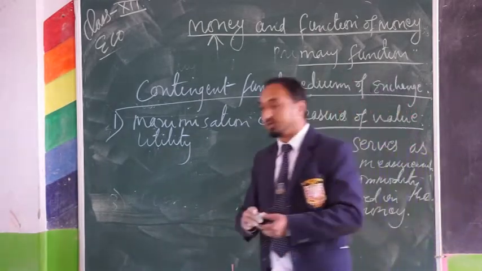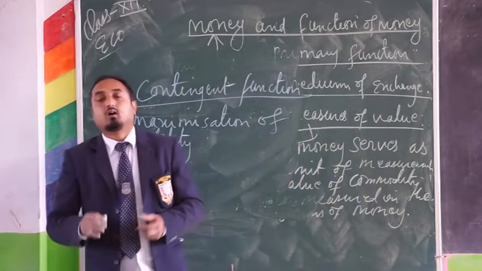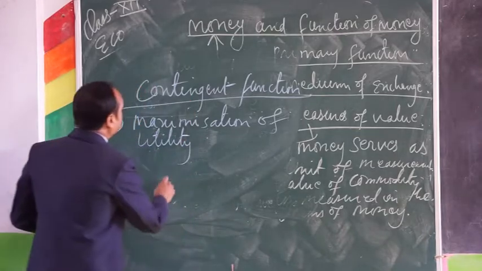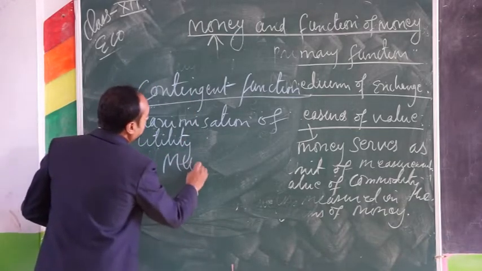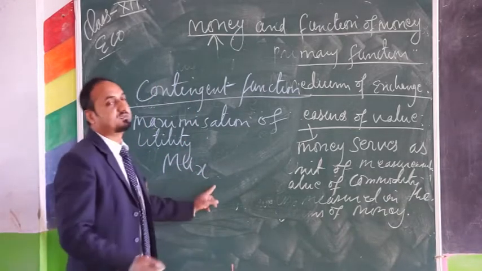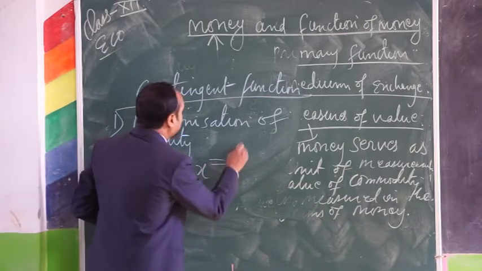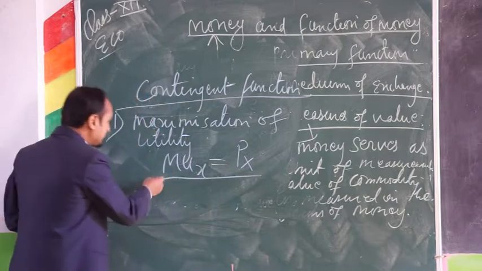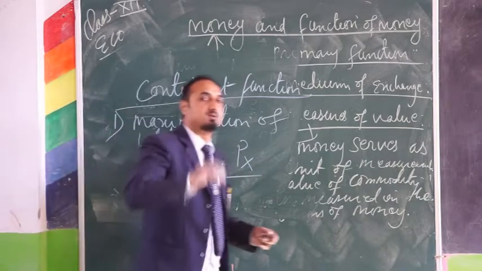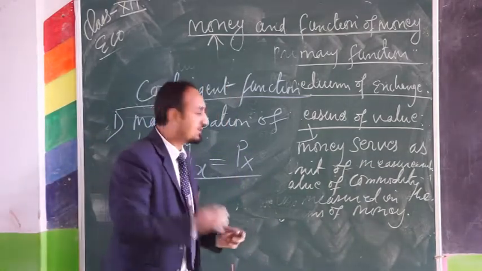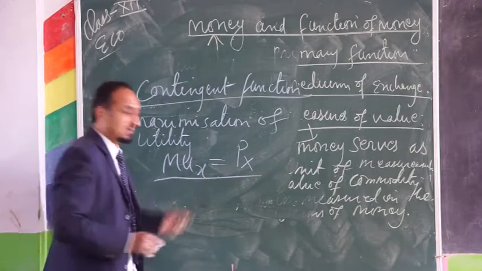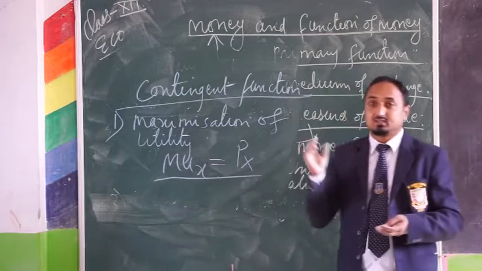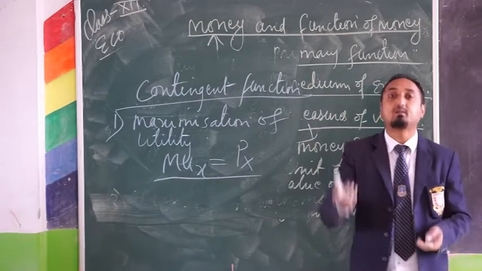In chapter number 3, we have learned that a consumer will maximize his satisfaction with utility. Suppose a commodity X, we are considering commodity X. When the marginal utility of commodity X is equal to the price of commodity X, then the consumer will maximize his level of satisfaction. That we have done in chapter number 3. So here, the consumer will maximize his level of satisfaction by using money.